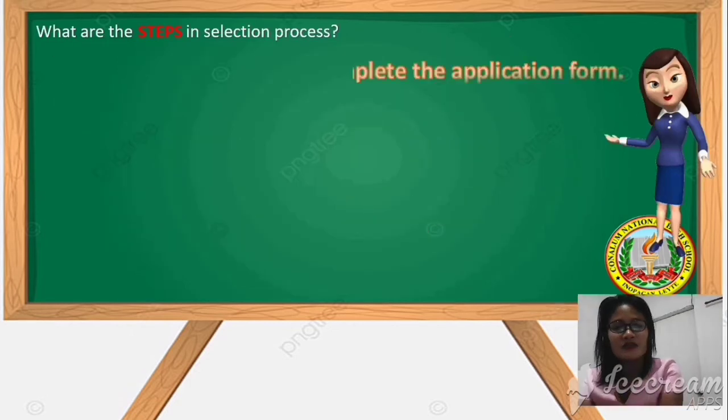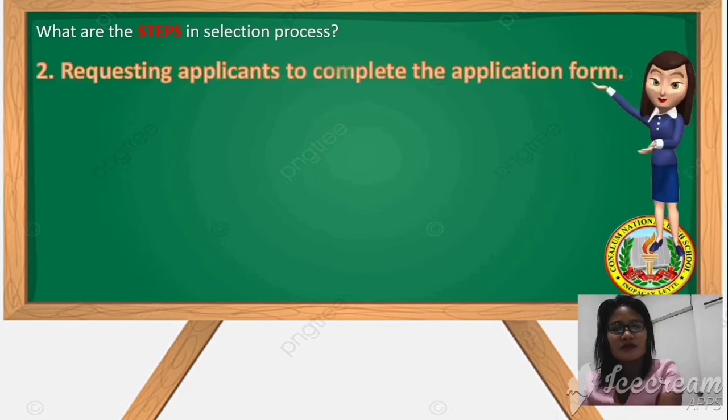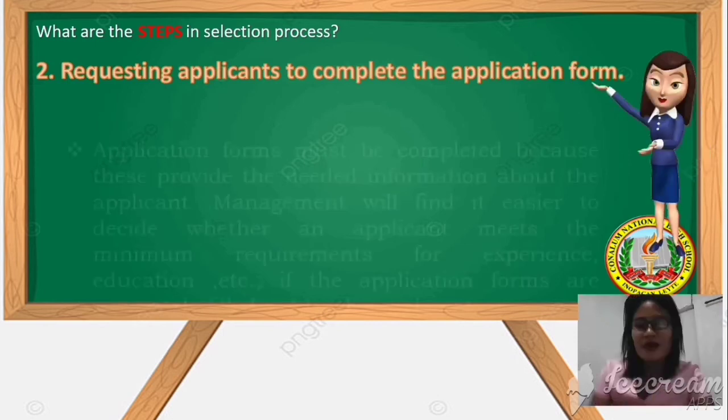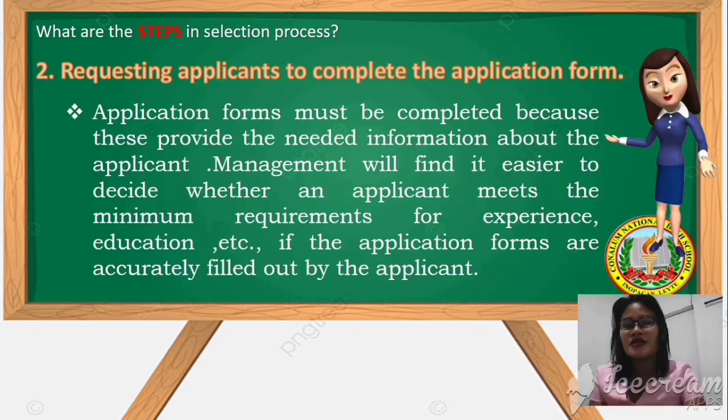Number 2, requesting applicants to complete the application form. Of course, I am referring to big companies. In big companies, there is really processes in selecting these qualified applicants. And one thing that they will require, of course, is the application form. So application forms must be completed because this provide the needed information about the applicant. Of course, because this application forms tells all the data of the applicant.